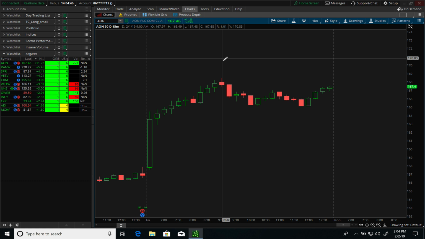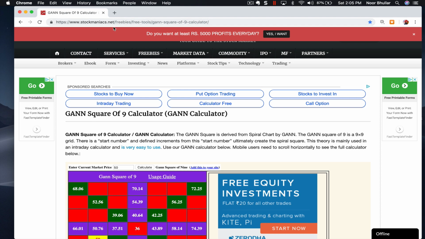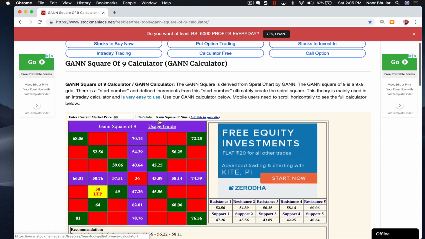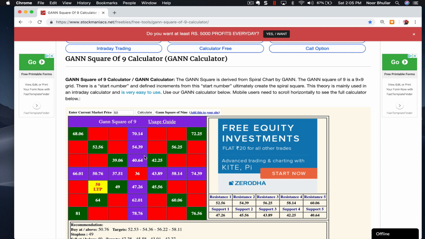A lot of his work is actually documented as Gann square of 9, Gann square of 12, and he ends up using a lot of geometry and angles, and based on that he builds these support and resistance. If you go to this site called stockmaniacs.net, one of the things you will see is this Gann square of 9 calculator, and this is predominantly used for day trading. Square of 9 can also be used to draw support and resistance lines as well, right?